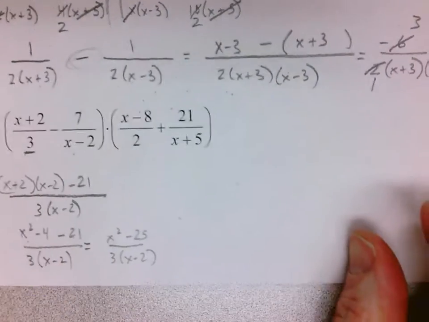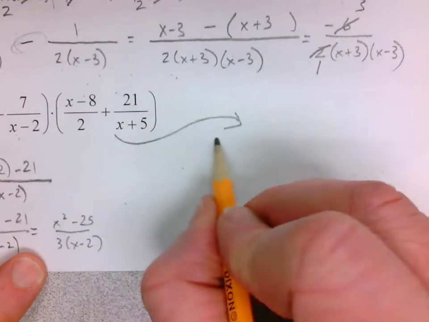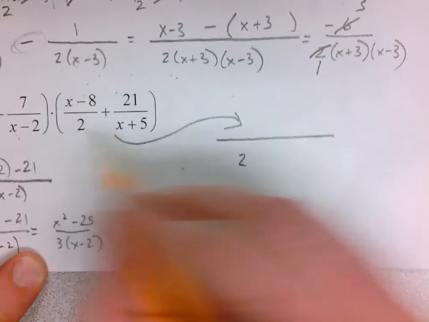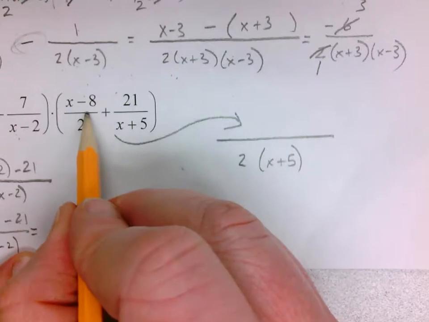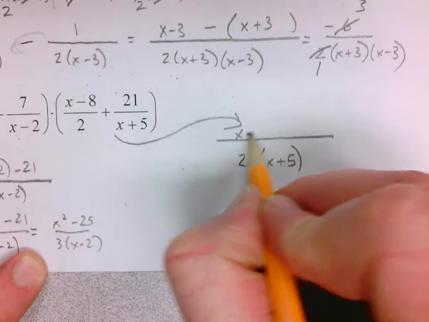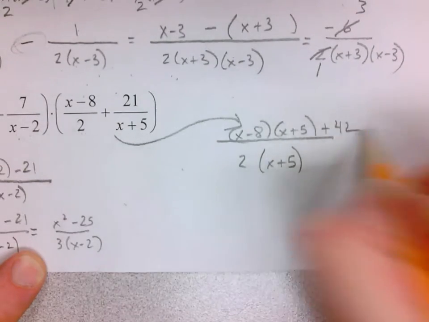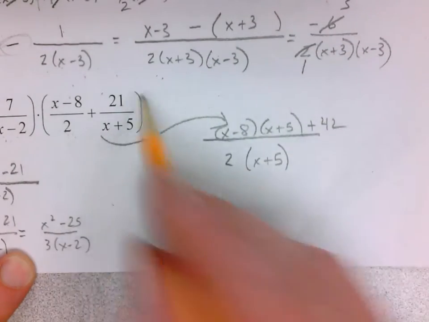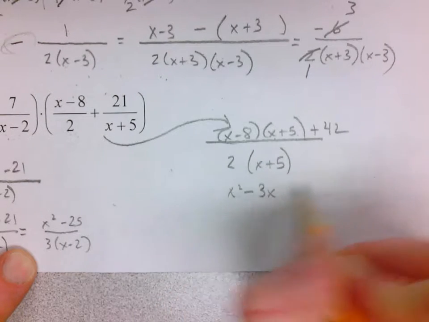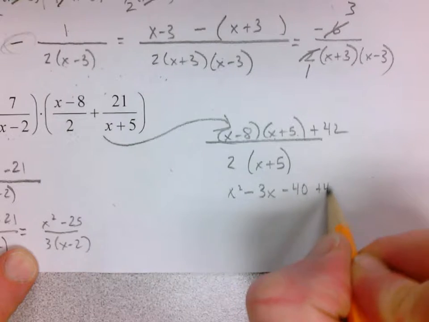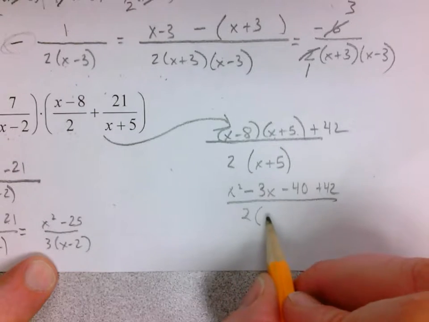Keep that thought. I know it factors, but I'm not going to factor it yet. I know you were thinking it. Common denominator 2 needs an x plus 5. So 2 goes in there x plus 5 times. So I have x minus 8 times x plus 5. This is missing the 2. It's going to be 42. It's 2 times 21. So x squared minus 8 plus 5 is minus 3x, minus 40 plus 42 all over 2 times x plus 5.